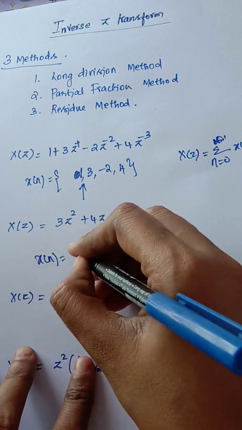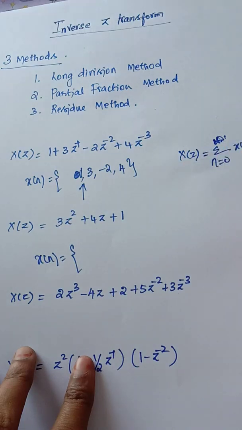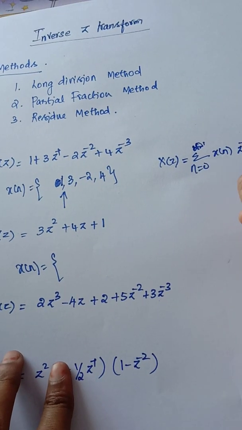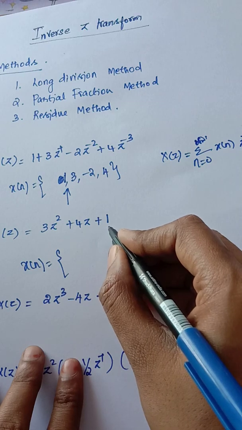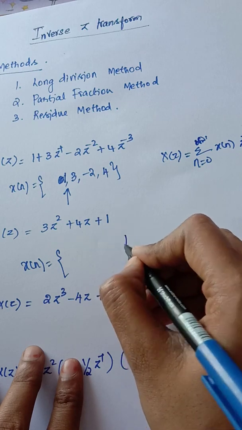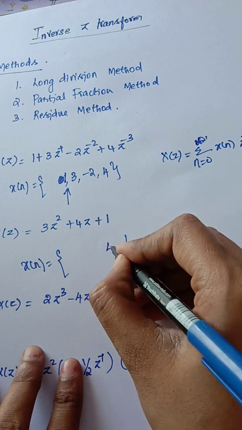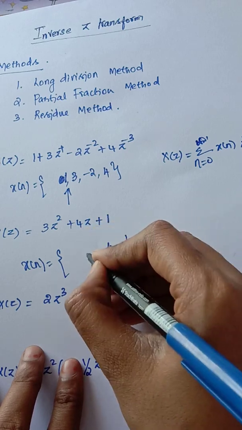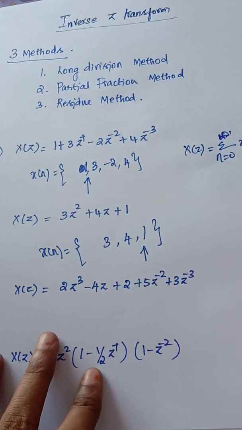Similarly here, for x of n, since it is a positive power, it will come on the negative side according to this formula. So first write the value at the origin, which is 1. For z power 1 the coefficient is 4, and for z power 2 it is 3. So this is the x of n for this sequence.